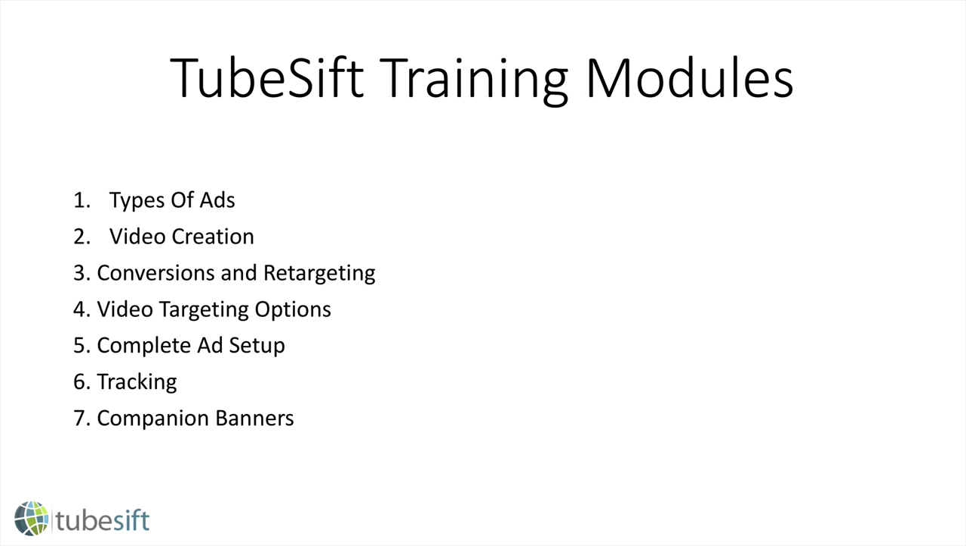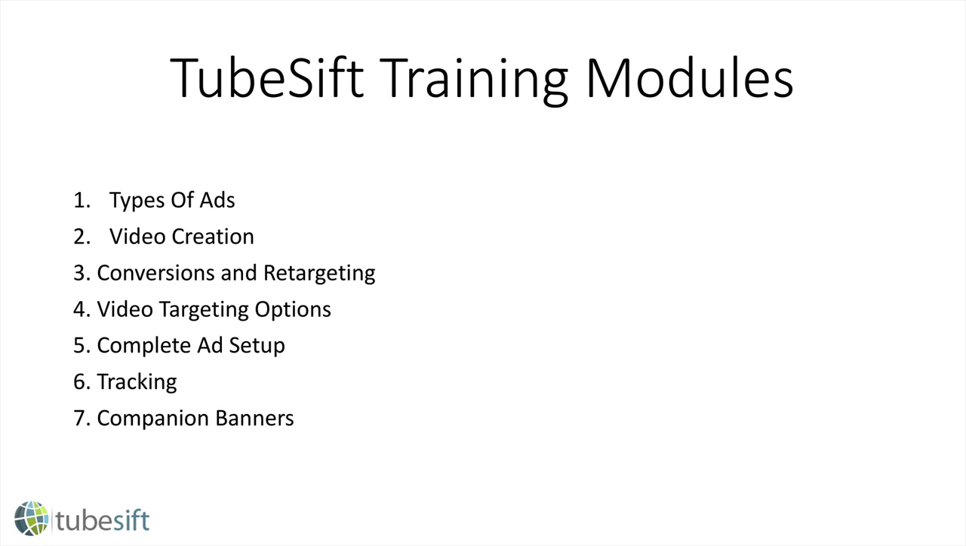That's very important. Then I've got the video targeting option. So obviously TubeSift allows you to do placements and keywords. I'm going to break those down a little bit more, but I'm also going to break down the additional targeting options that are available in AdWords for video, or Google Ads is actually what it's called now. So that's all the video targeting options. And then I'm going to break down a complete over-the-shoulder campaign setup.